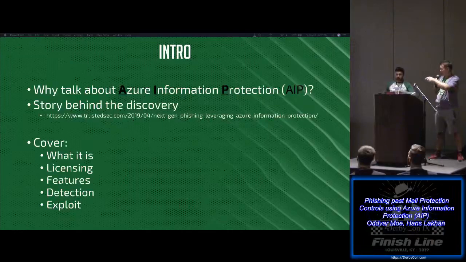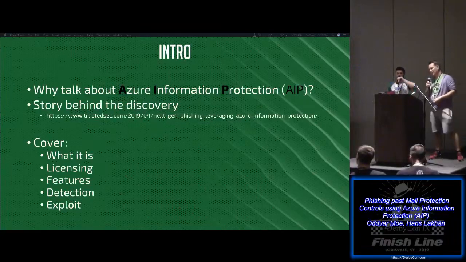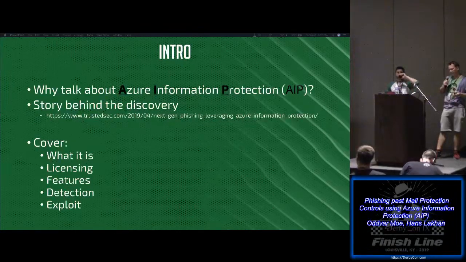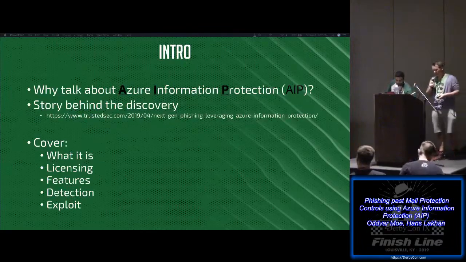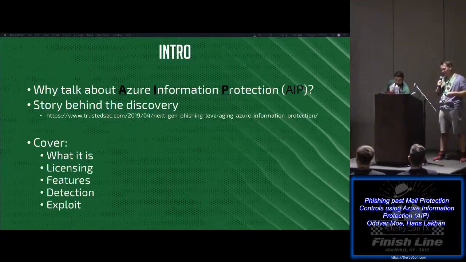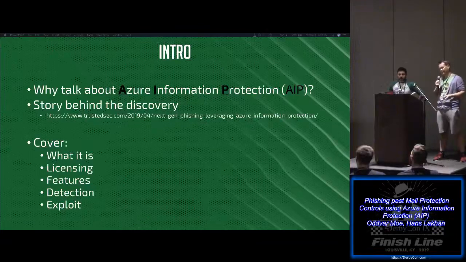We've also written a blog post about it, so if you want more details afterwards, there's a blog post at trustedsec.com. So we'll quickly cover what Azure Information Protection is, go over some of the licensing parts, also the features, and then we're going to cover a little bit about detections, and in the end, of course, exploits, how to use this to our advantage as attackers.